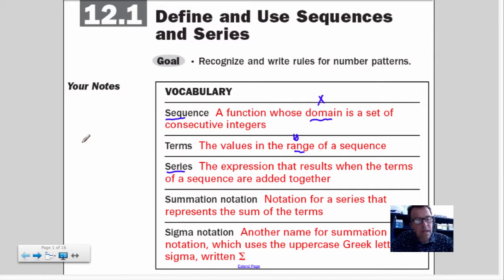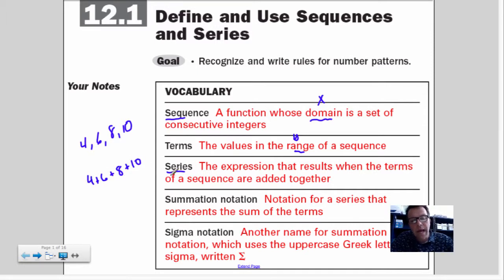So I'm going to make up a simple sequence right now: 4, 6, 8, 10. I stop there. Those are 4 terms that make up my sequence of numbers. If I wanted to find the series of this sequence, I would add them up. And I should get 28. So if you add up the sequence, the terms, you get a series.